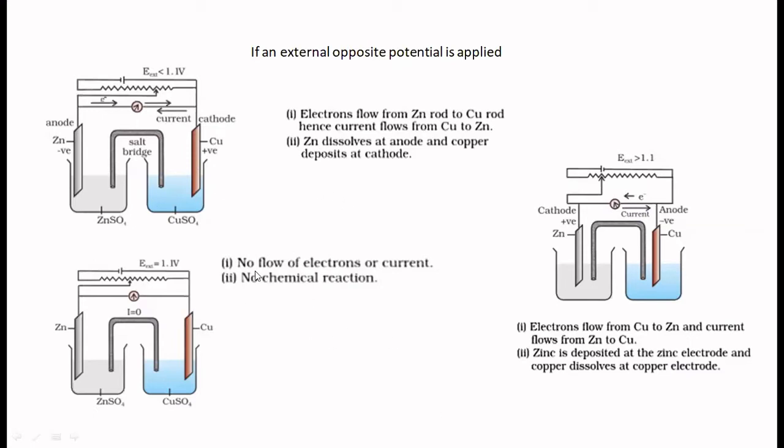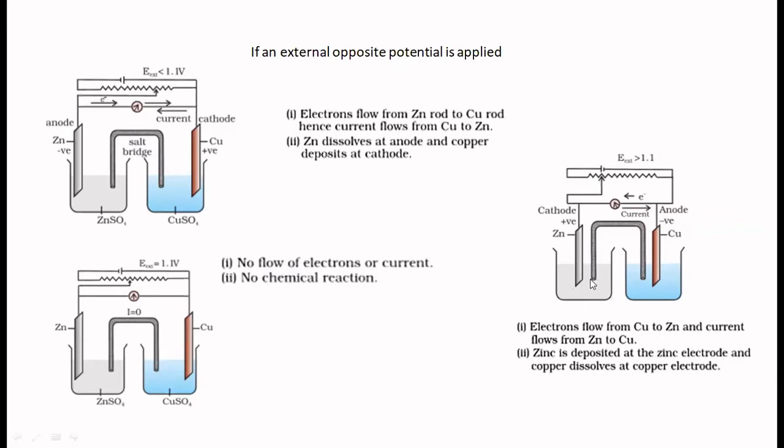Now, if you are applying 1.1 volt in the opposite direction, which is exactly equal to the cell potential, then the reaction stops. No electrons will flow. No chemical reaction is going to happen. So that is one condition. Another one is, if you are applying external energy more than the one which the cell itself is giving, then the cell reaction is reversed. In this case, it is going to behave like an electrolytic cell.